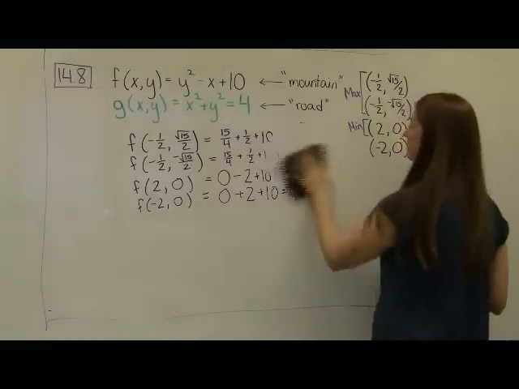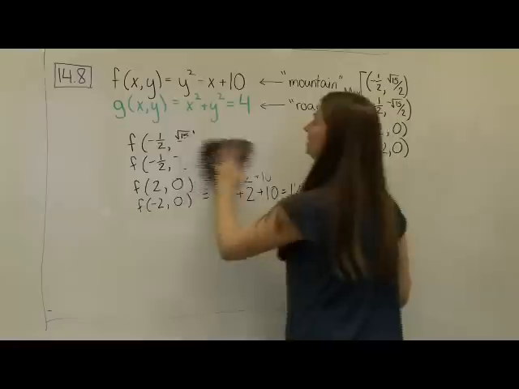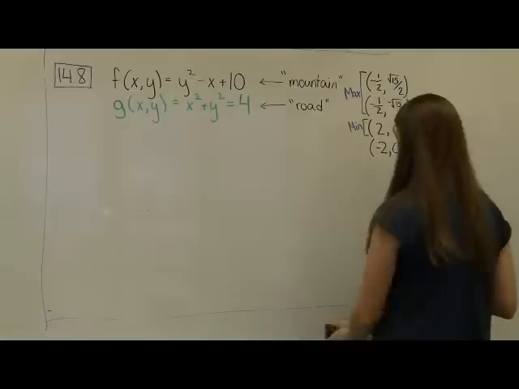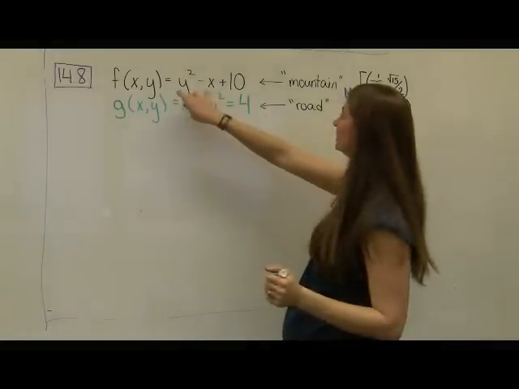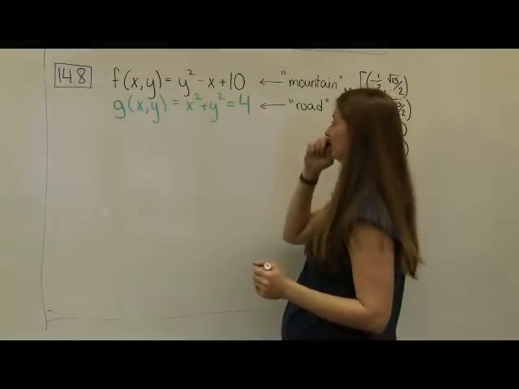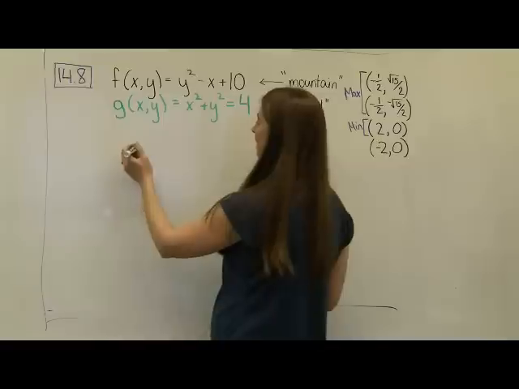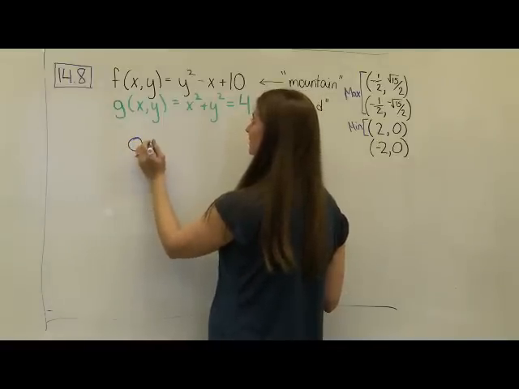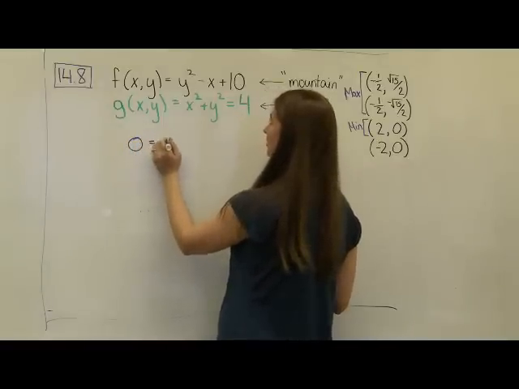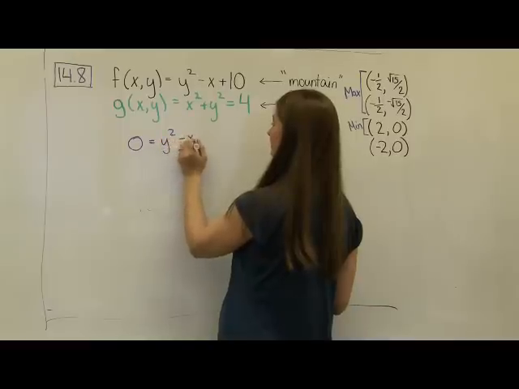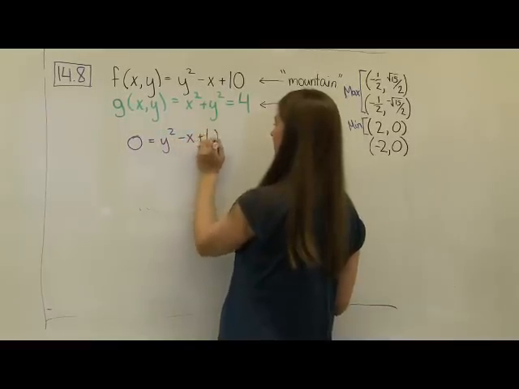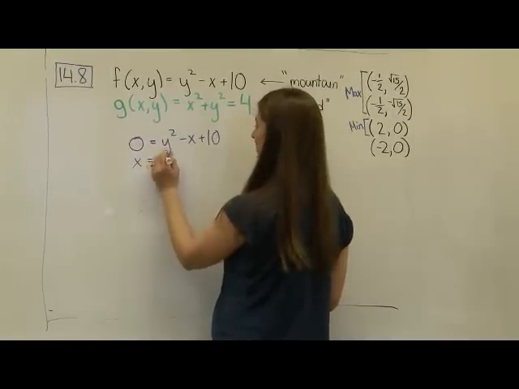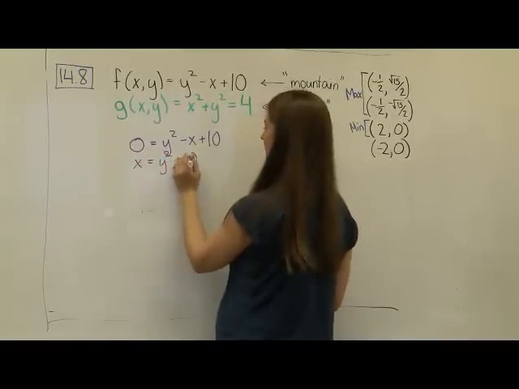So to analyze this, I'm going to look at a contour plot of our f of xy function. Looking at this f of xy function, I'm going to set my z value equal to 0. So if my z value is equal to 0, I'm going to get y squared minus x plus 10. And if I solve this for x, it means that x is equal to y squared plus 10.